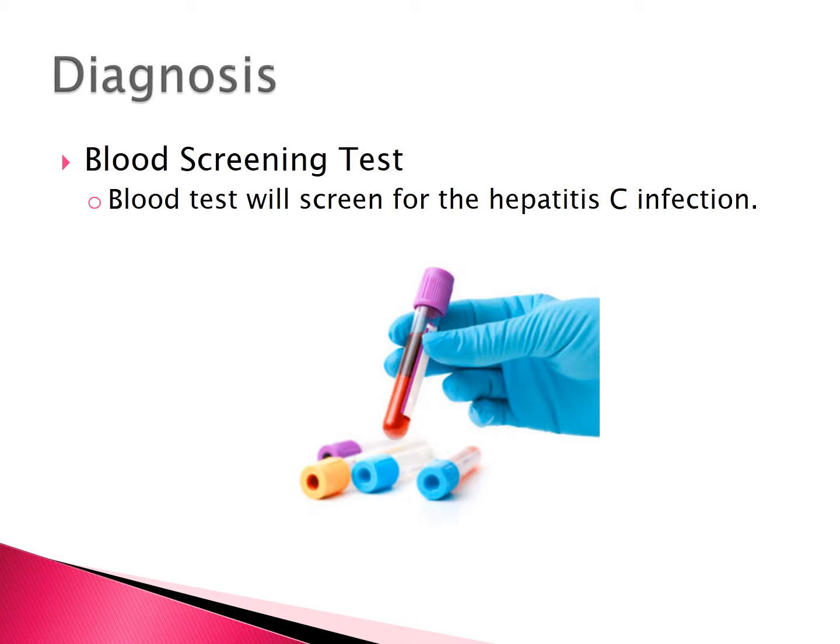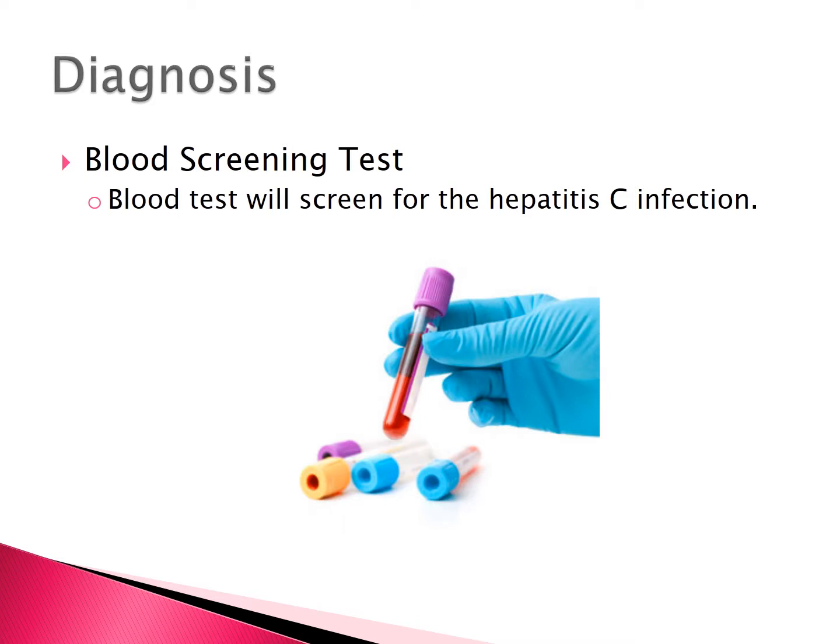Diagnosis of hepatitis C. Anyone that is at a high risk of exposure to hepatitis C needs to contact healthcare workers to get a blood test. The diagnosis goes along with the transmission of hepatitis C. If anyone falls into a category of someone that can become infected, they should visit their doctor to do a blood screening test. The blood test will screen for the hepatitis C infection.